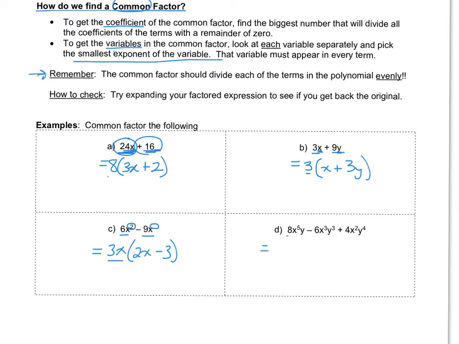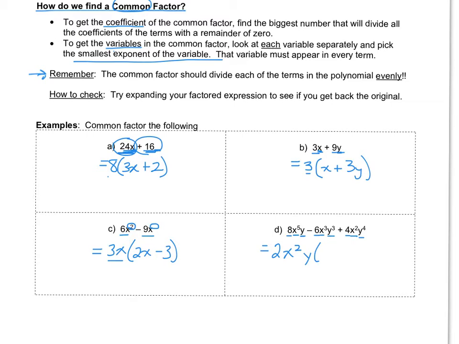All right, next one. I've got an 8, a 6, and a 4. If I look at what's common, the biggest number that can divide all three of those numbers would be a 2. I have an x to the 5, x cubed, and x squared. The smallest power would be the x squared. We have a y to the 1, a y cubed, and a y to the 4. Y to the 1 is my smallest power. And now we divide every term here by the 2x squared y.